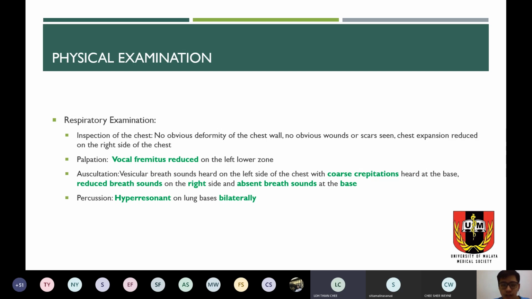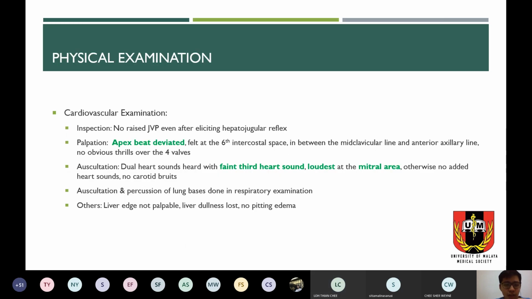So lastly for the physical examination, cardiovascular examination. On inspection there's no raised JVP even after eliciting the hepatojugular reflex. On palpation, the apex beat is displaced, felt at the 6th intercostal space, in between the mid-clavicular line and the anterior axillary line. No obvious thrills over the 4 valves. On auscultation, dual heart sounds heard with a faint third heart sound loudest at the mitral area. Otherwise, no added heart sounds or carotid bruit. Liver edge not palpable, liver dullness lost, and no pitting edema.